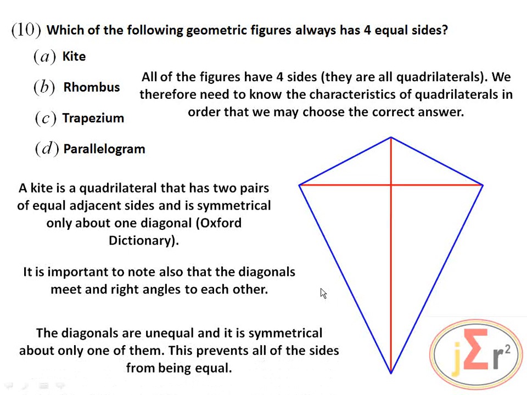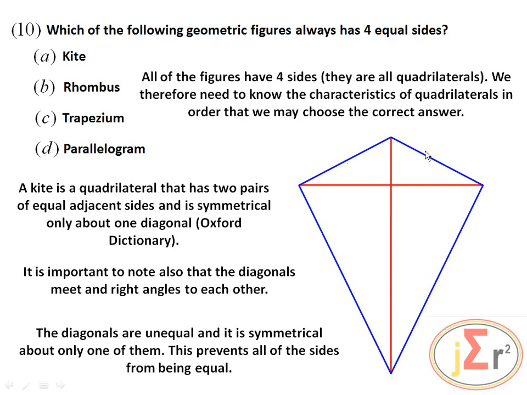The diagonals are unequal, and it is symmetrical about only one of them. This prevents all of the sides from being equal. So it is symmetrical about only one diagonal. And what else is said there? That the diagonals are also unequal in length. This will cause the sides not to be equal.